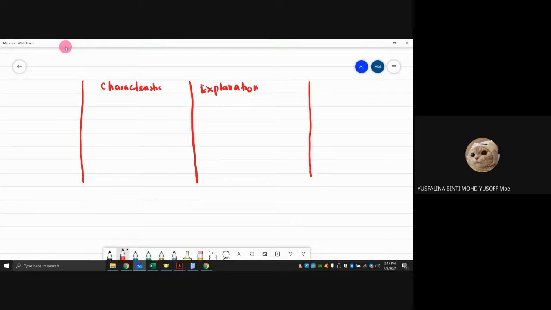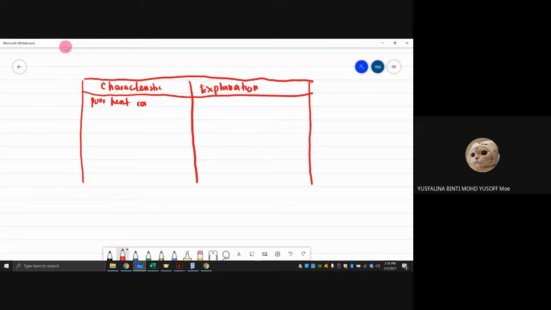Anyone? Why did you choose plastic, or any other substance that you use as the container? Don't put the name. Anyone want to try? Yes, poor heat conductor. Okay, you put the characteristic, poor heat conductor. So what's the explanation why?